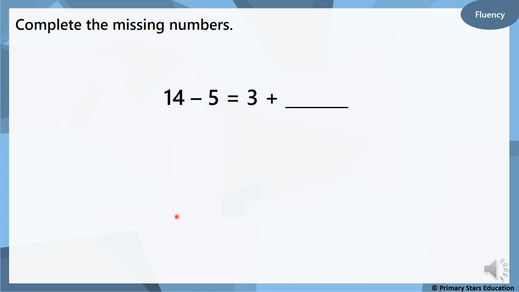Now this time it's missing numbers. Now you need to be careful. Can you see the equal sign there? That says that the answer to both of the calculations on either side need to be the same. So let's work out what 14 subtract 5 is.